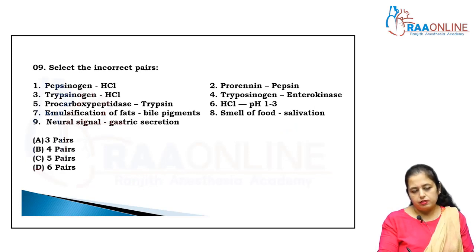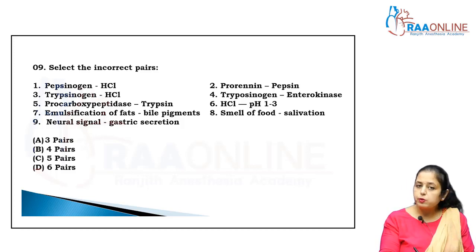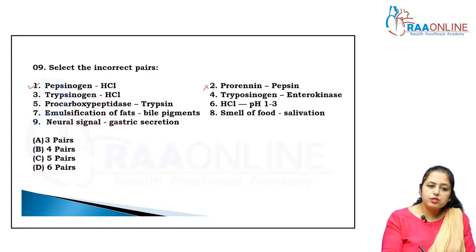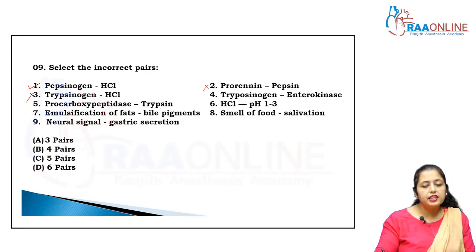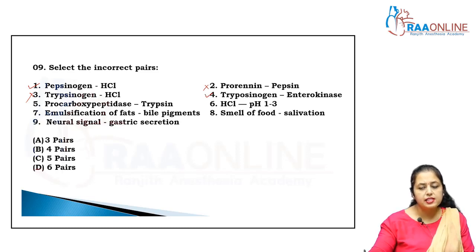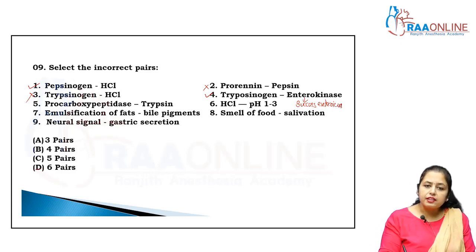Select the incorrect pairs, right? Pepsinogen, HCl, exactly, in presence of HCl, pepsinogen is converted into pepsin, so it is correct. Prorenin is activated by the pepsin. No, it is activated by the HCl, right? It is activated by the HCl. So it is wrong. Trypsinogen, HCl? No, trypsinogen is activated by the enterokinase. Exactly, that enterokinase enzyme is present in the intestinal juice, that is the succus entericus, right? It is present in the succus entericus. Clear? Procarboxypeptidase is activated by the trypsin. Exactly, it is activated by the trypsin.